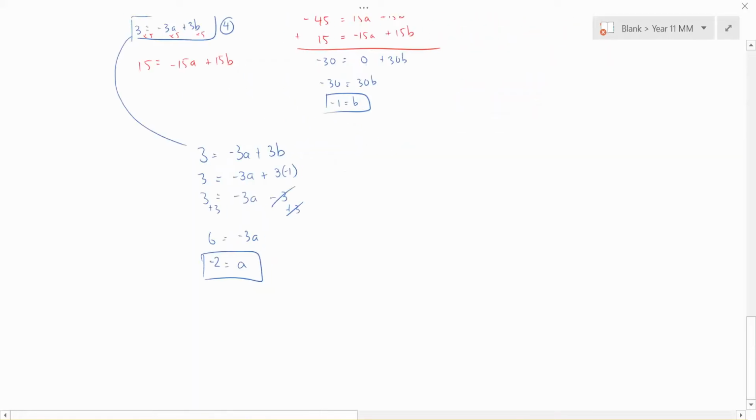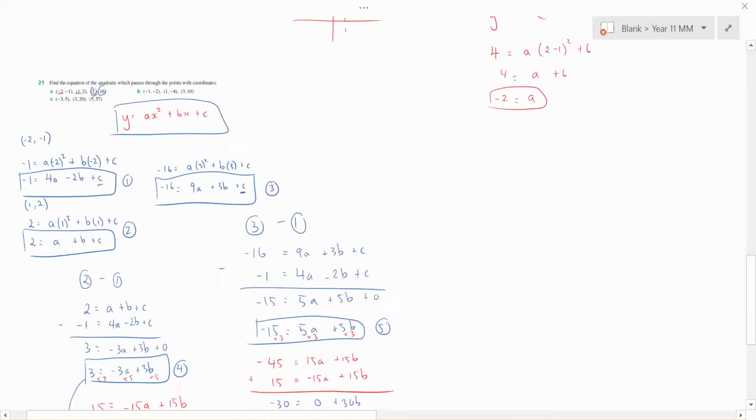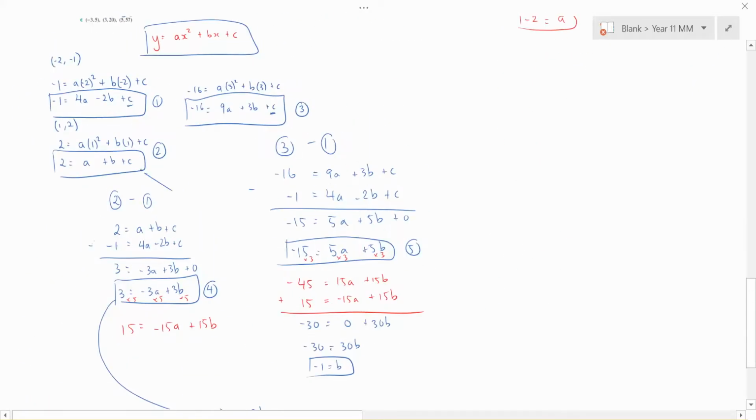So now you've got a and you've got b, then you can go back to one of these equations to solve. And I'll probably put it back into equation 2 because it looks easier. You only got what? 2 is equal to a plus b plus c.